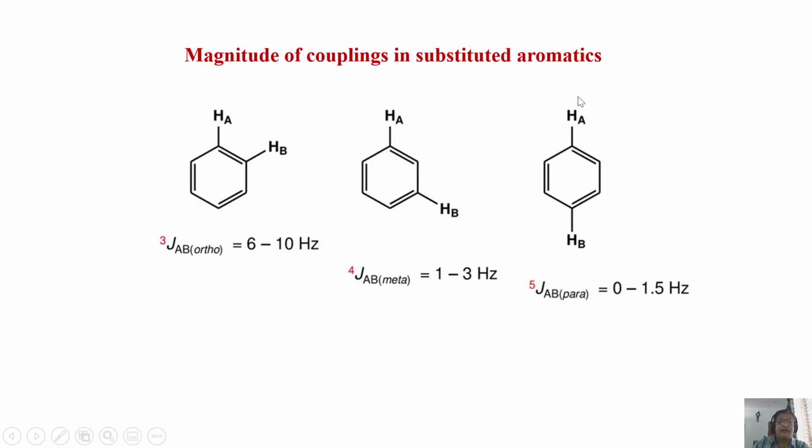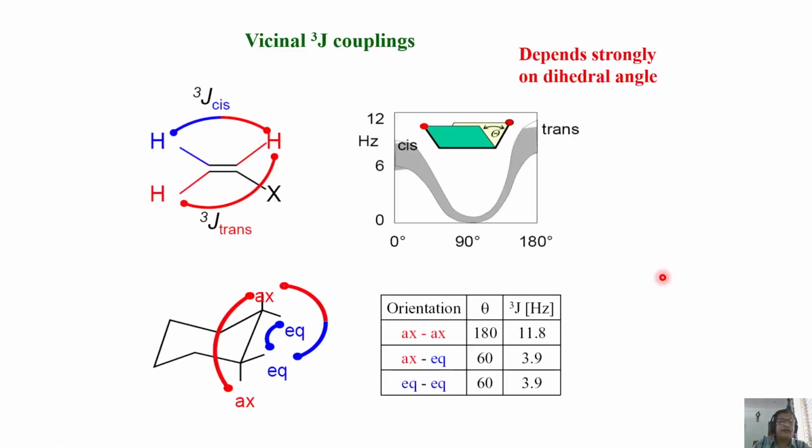Remember, I'm talking about substituted aromatics. There can be some substitution here or here, no problem. Like benzene, where I showed you, ortho coupling varies from 6 to 8 hertz, meta 1 to 3 hertz, para 0 to let's say 1 hertz. Substituted aromatics also show ortho, meta, and para couplings over 3, 4, and 5 bonds, varying on this order. Here ortho is 6 to 10, meta is 1 to 3, and para is 0 to 1.5 hertz.